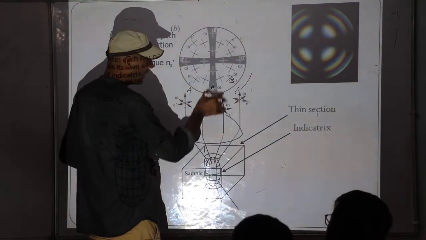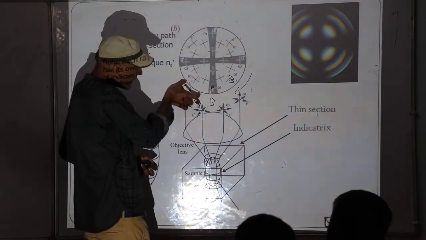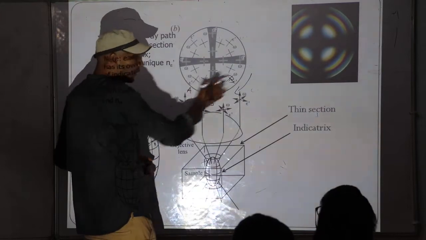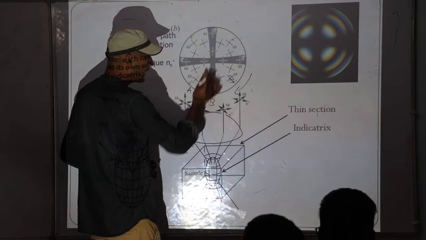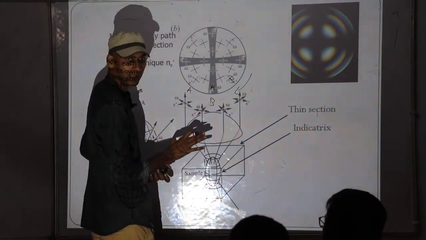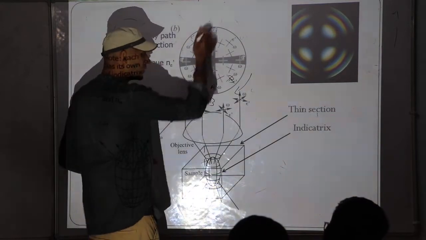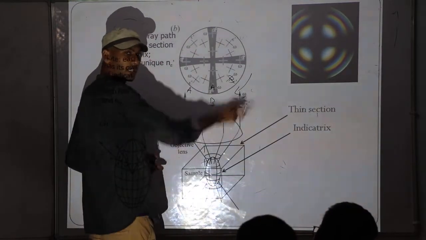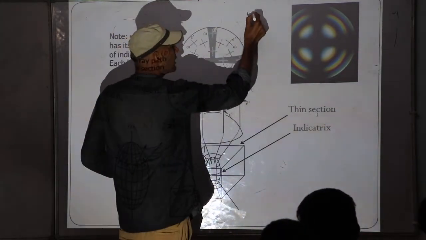Got that? The vibrations at A point will mismatch with the polarizer and analyzer, but B will match with the polarizer and analyzer at this position. So you can see the isogyre is not shifting here, the isogyre is fixed. If we are rotating the stage, the isogyre is fixed, but the stage is rotating. The isogyre doesn't change position in case of a uniaxial mineral.